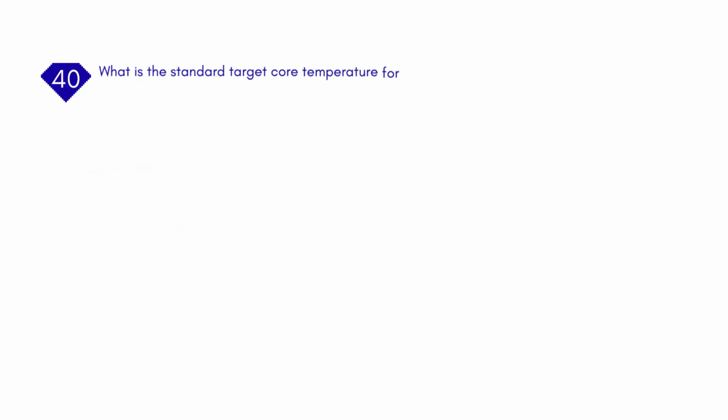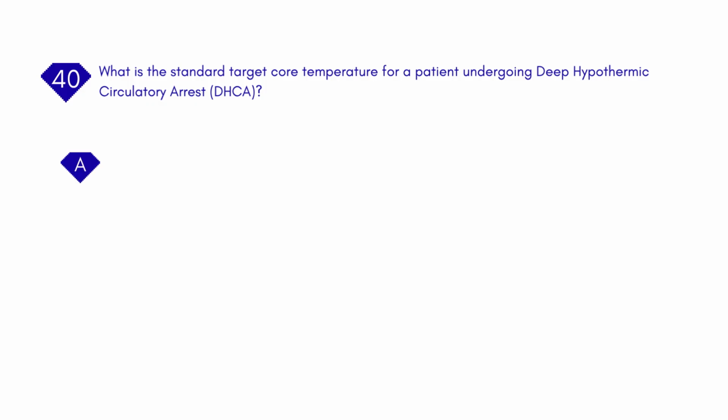What is the standard target core temperature for a patient undergoing deep hypothermic circulatory arrest, DHCA? A. 34°C to 36°C. B. 30°C to 32°C. C. 18°C to 22°C. D. 5°C to 10°C.